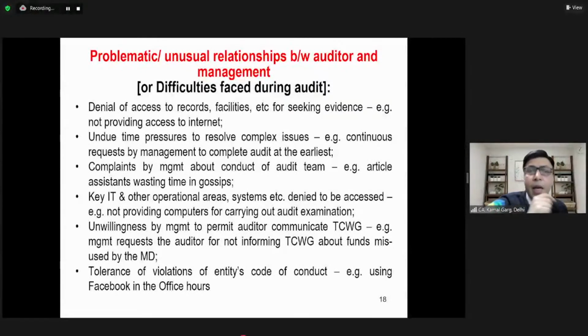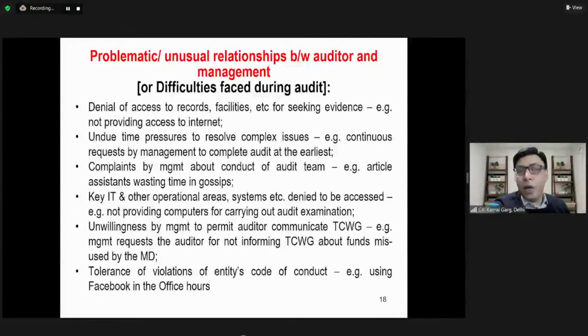Number one, denial of access to records, facilities, etc. for seeking evidence. So institute says, if you are denied access to the records, facilities, etc. for obtaining evidence, you will not be able to identify misstatements. Example could be not providing access to internet. So you approach the client and you say, give me the Wi-Fi password. Client says no. There is a current difficulty faced in accessing the facilities.